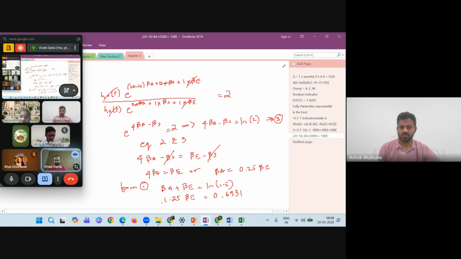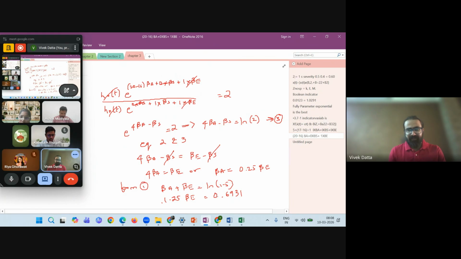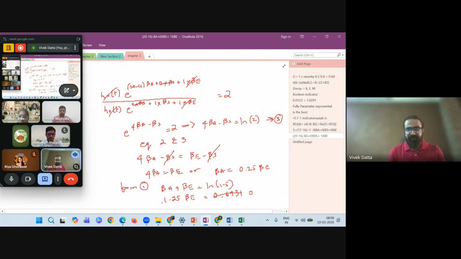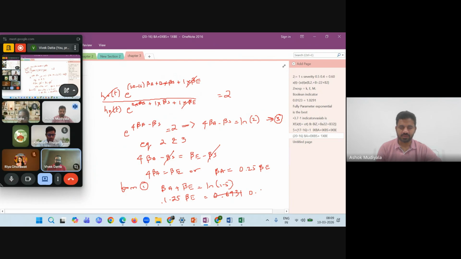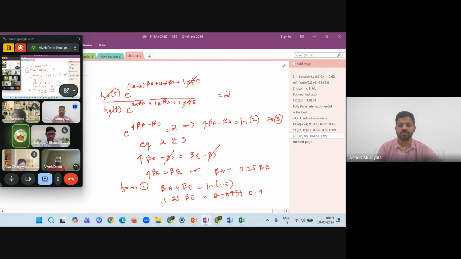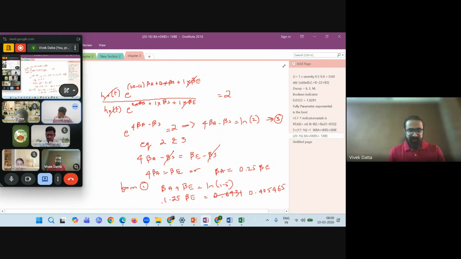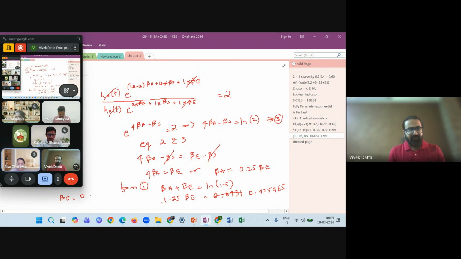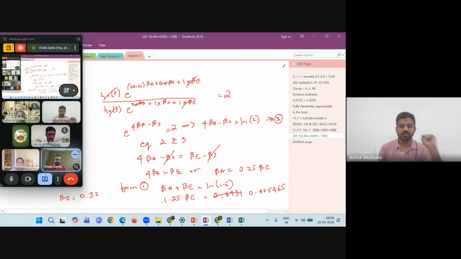Okay, ln, natural log, which one have you all taken? ln. 0.405465. Okay. So what is beta e? 0.32372.